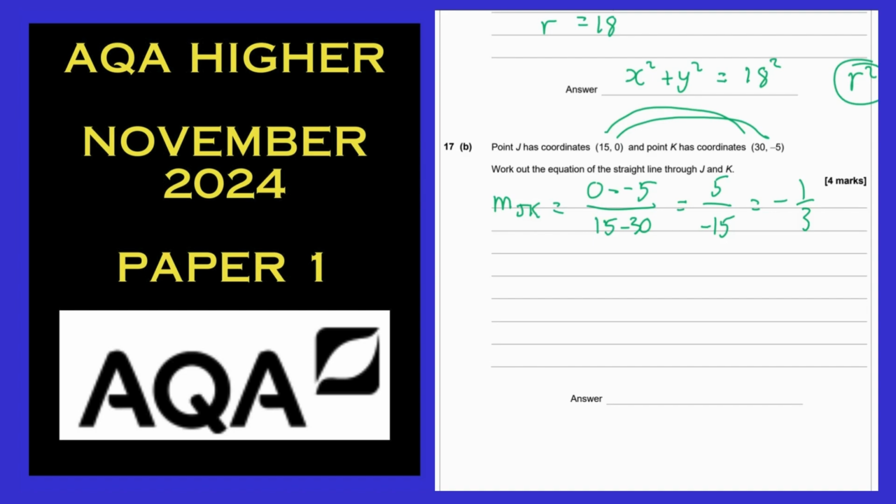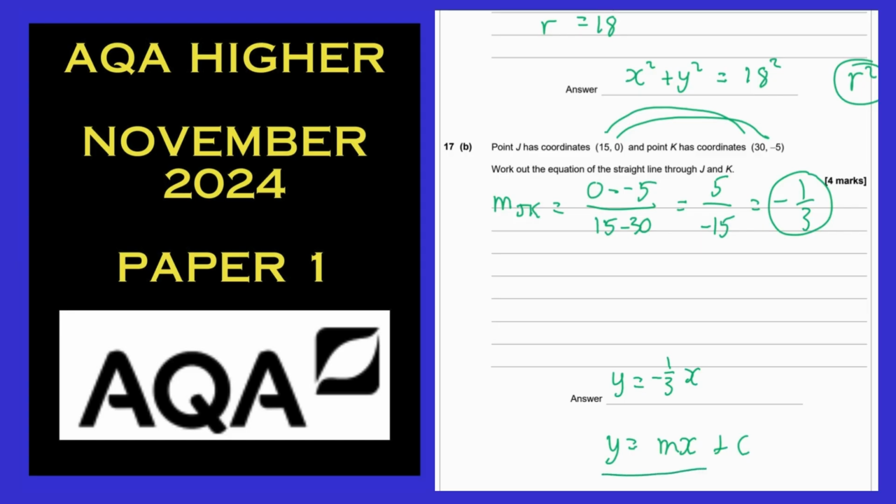You've got the gradient. You now need the equation of the straight line. And as you may remember, that means it needs to be in that form. We already know that the gradient is -1/3. We need the plus c. How do you get the plus c? Pick one of the coordinates along with the gradient, sub them in. Sub them into y equals mx plus c, and you can find where it crosses the y-axis.